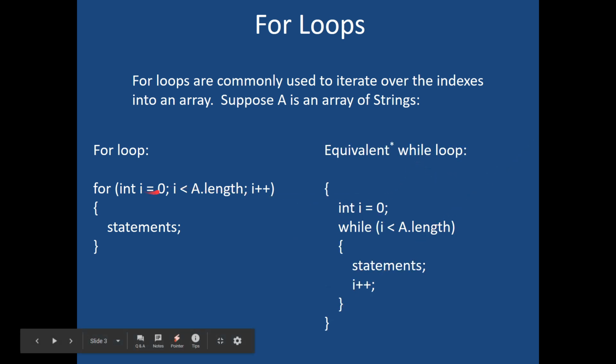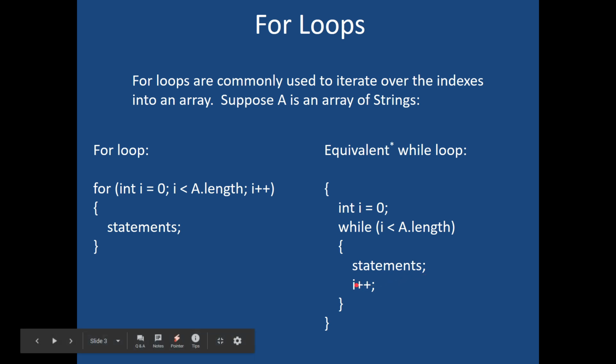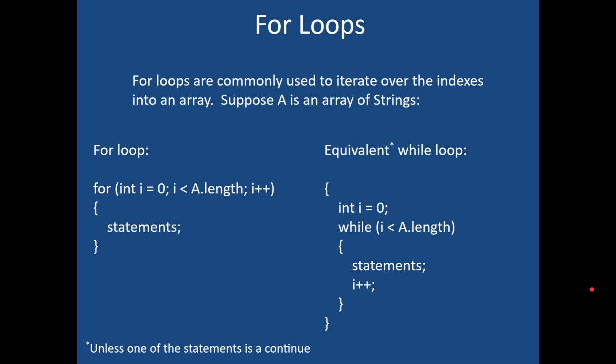So that int I equals 0 that's in the for loop shows up here. This condition becomes the condition that controls the while. Then we have the statements of the loop body, and after the last statement, we do the I++. There's some fine print here which says that the while loop is only equivalent if none of those statements are continue statements. I've had you read about continue statements, but I haven't talked about them, so we'll leave that aside. In the absence of continue statements, these are equivalent.